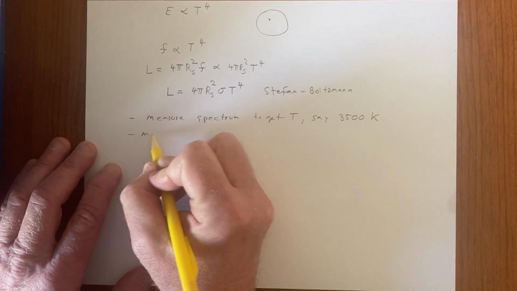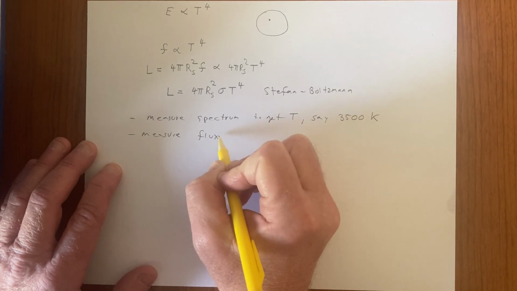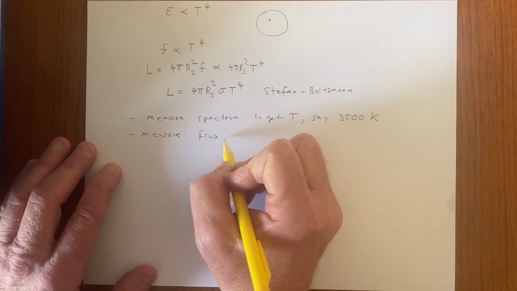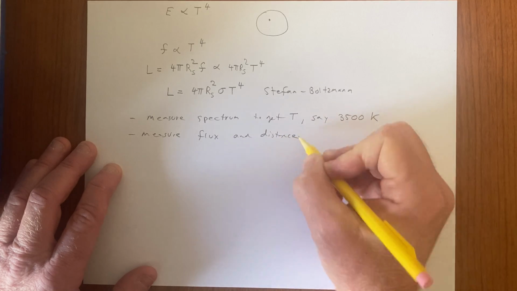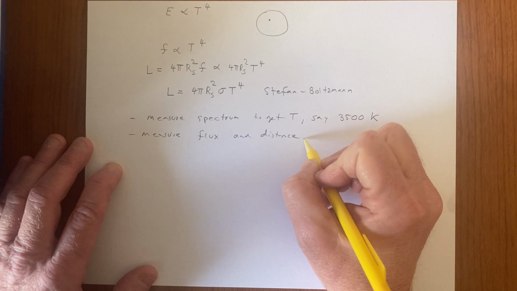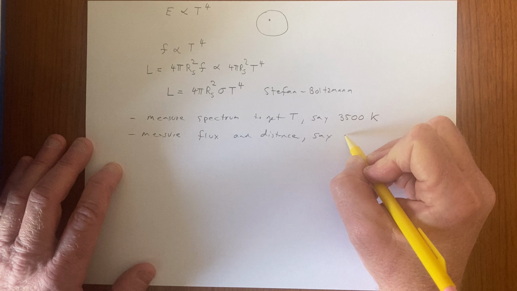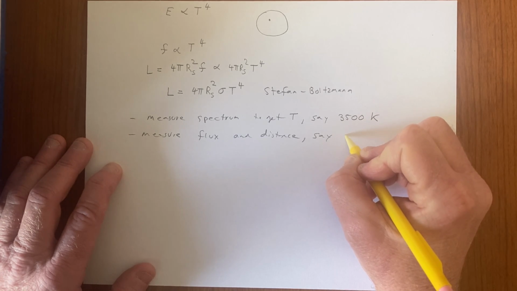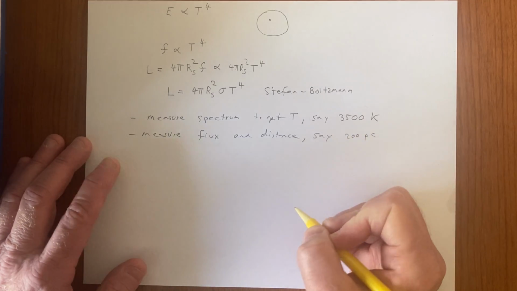And now let's measure the flux. So we measure the radiation from the star, and we get the flux of the star. And we can determine the distance, say using parallax, because it's visible with the naked eye. It's in our galaxy, and let's say that we measure this star is about 200 parsecs or so.